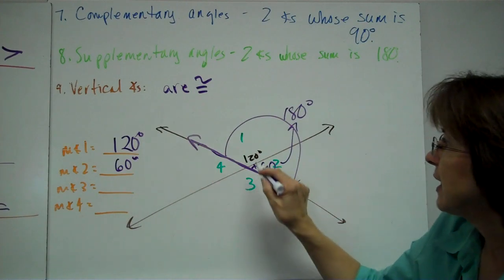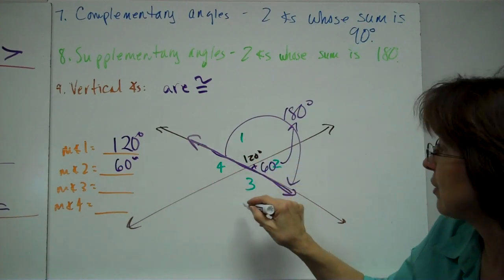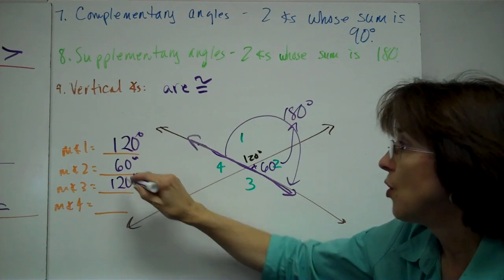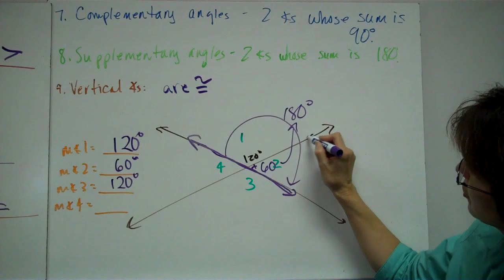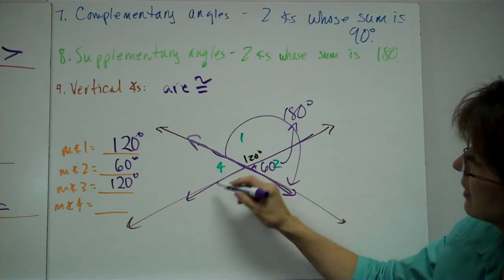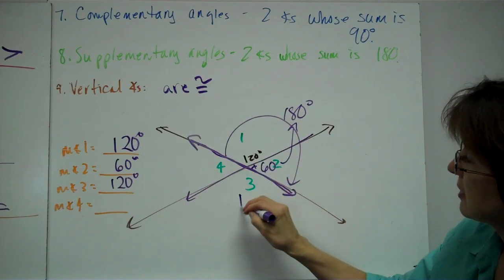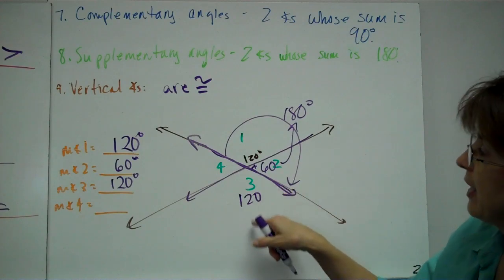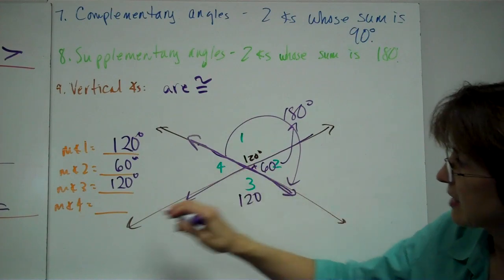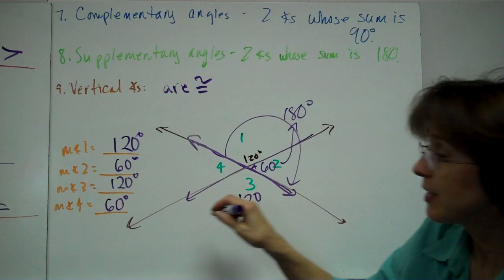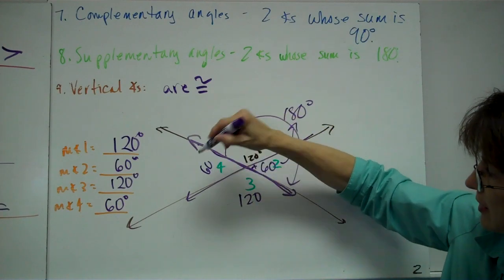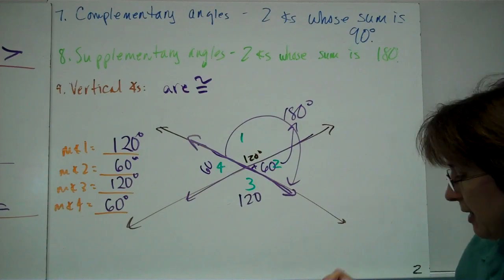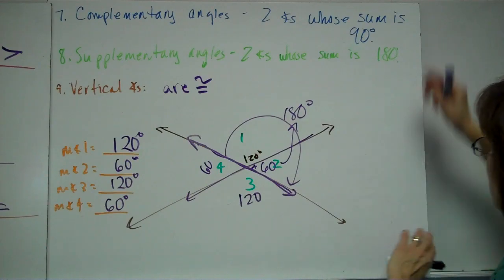Angle 3 is exactly opposite. It's vertical to angle 1, so it must be 120. Or if you don't like that, if you don't think that might be true, you could see again, angle 2 and 3 are supplementary because they lie on a straight line. So 60 plus 120 is 180. And then angle 4, the same thing. It has to be 60 because it's vertical, or because it's supplementary to 120, it has to be 60. Okay, hope that helps. Next one.